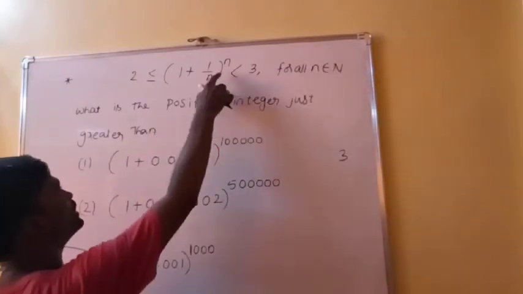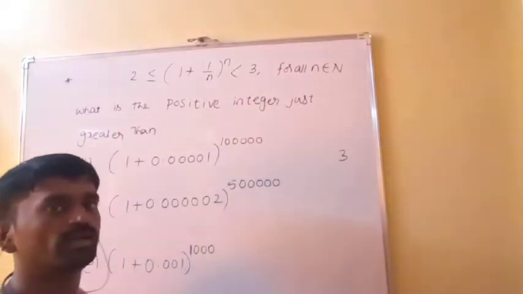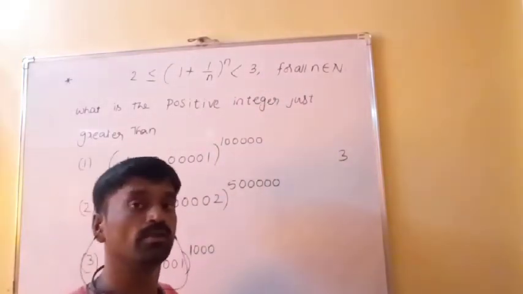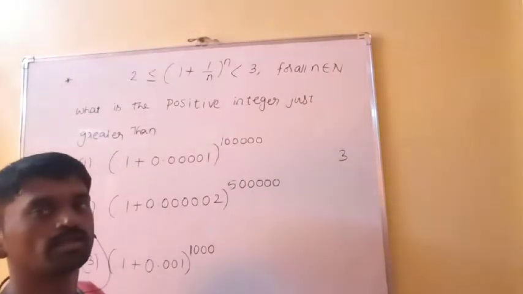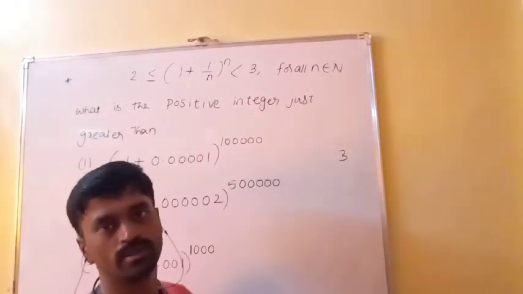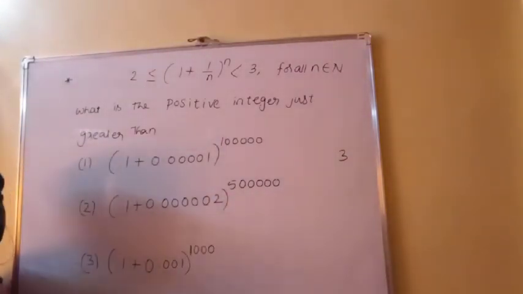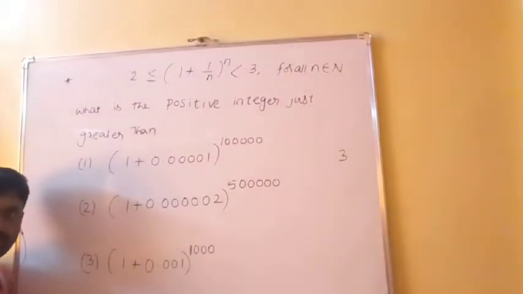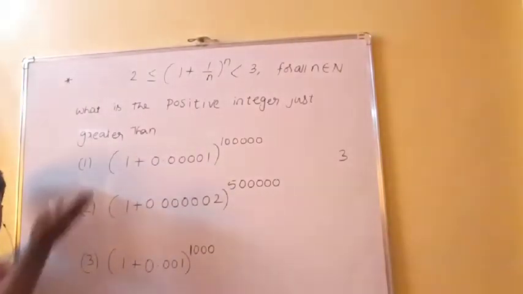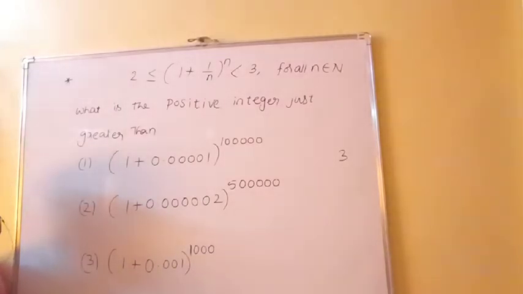And this (1 + 1/n)^n value is exactly 2 when n is 1. If n is other than 1, then that quantity lies strictly between 2 and 3. So all these numbers lie between 2 and 3. Then the positive integer just greater than each of these numbers is what?